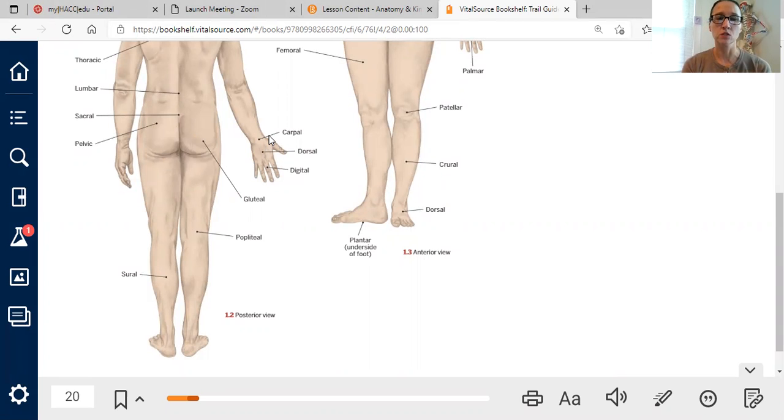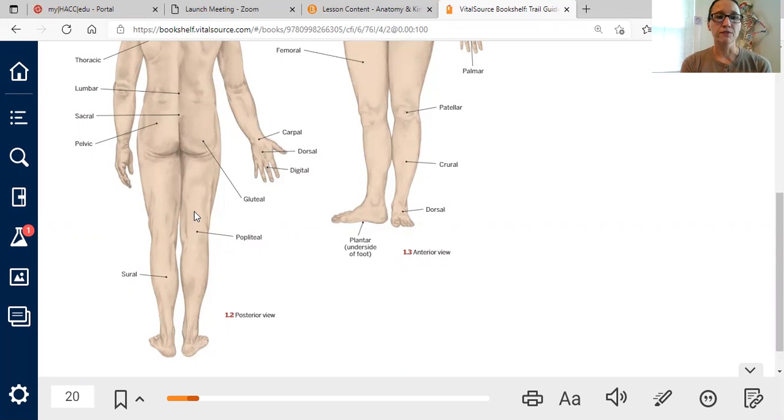If we come across to the posterior hand, we have the carpal region, which is the wrist, and the dorsal surface, which should sound familiar to you because it's the same as the top of the foot. Well, that's the back of the hand as well. But on the other side, we have the palmar surface, right? Dorsal surface, palmar surface of the hand. And then our fingers are the digits.